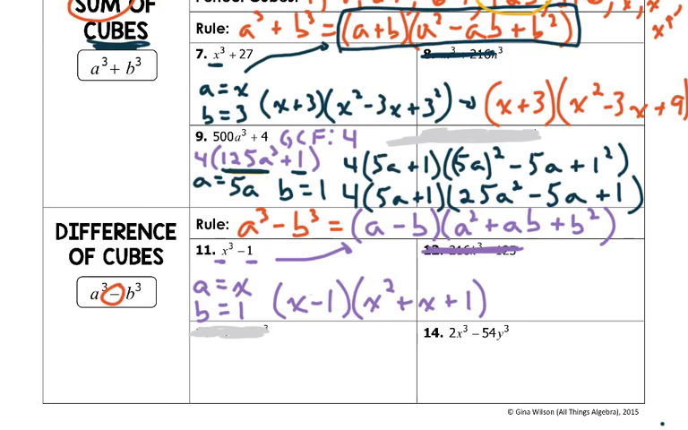All right, well, 2 is not a perfect cube. 54 is not a perfect cube. That should tell us something. They're both even numbers. We have a GCF. All right, so our GCF is 2.